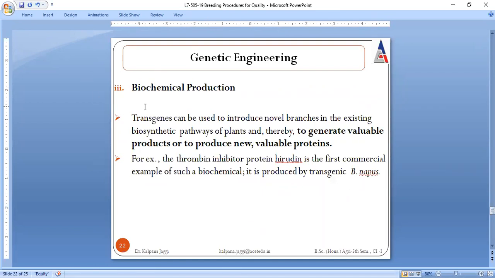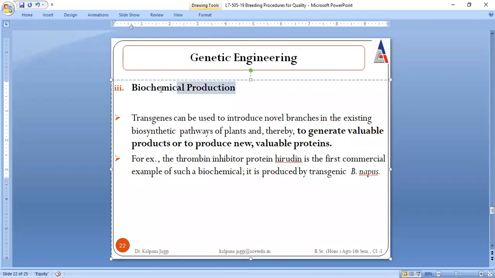Now we have the last and the third method under genetic engineering, which is all about biochemical production. Name itself is introducing, that means here we will go for the genetic engineering in a way that leads to the production of certain biochemicals, which may be toxins also, right? See, normally the cell is no more producing any biochemical.